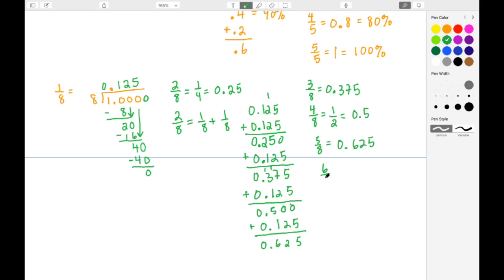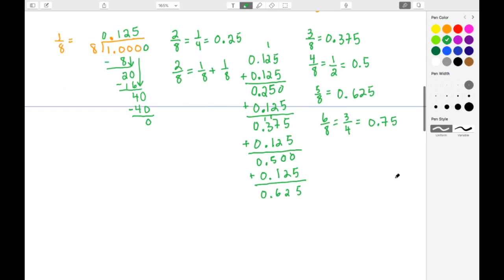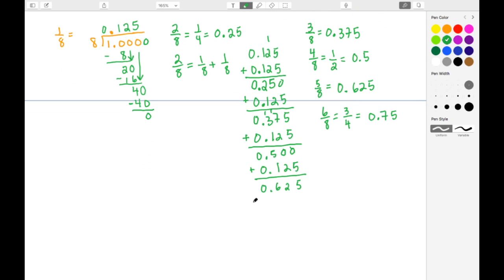All right, let's move on to 6 eighths. Well, 6 eighths can be simplified. 2 goes into both of these numbers, so 6 divided by 2 is 3, and 8 divided by 2 is 4. We already know that 3/4 is the same thing as 75 hundredths. But let's go ahead and write that in place.